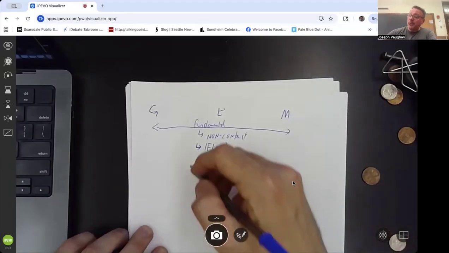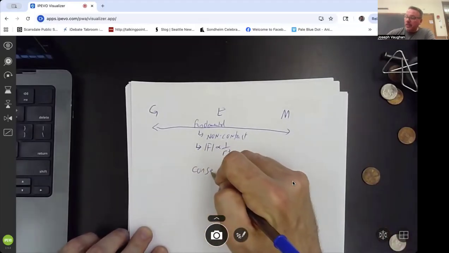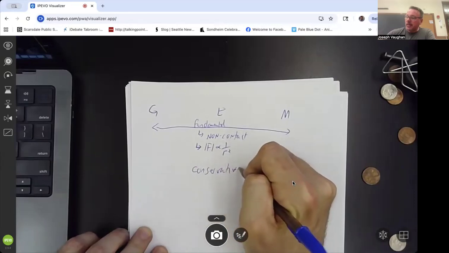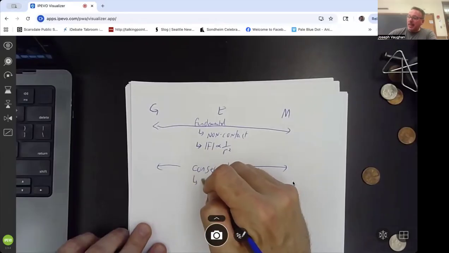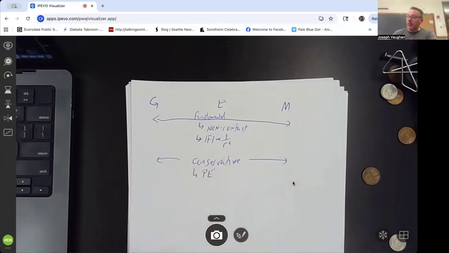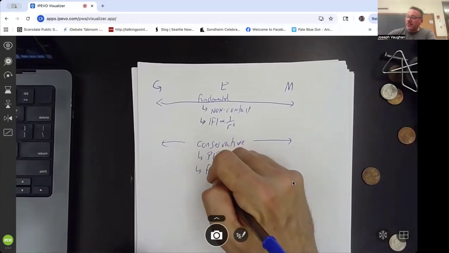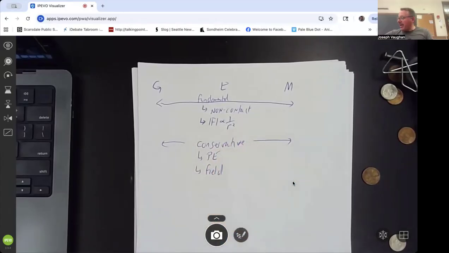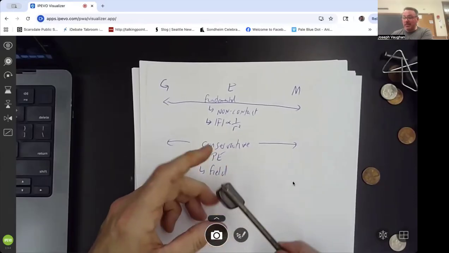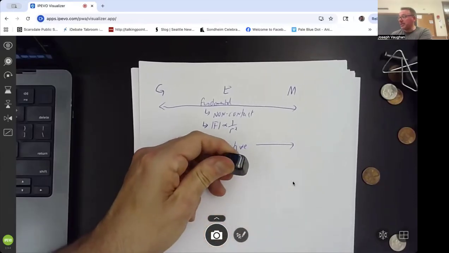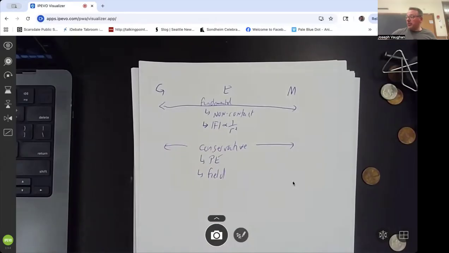There's another thing that's in common with all these forces, that they're all conservative forces. All of them are conservative. And what does that mean? That means that there's a potential energy associated with them. And that also means that there's a field associated with them. And that should make sense in the area surrounding this object, right? Other objects that are going to be affected by magnetism will feel a force. Okay, so those are consequences of this force being conservative.